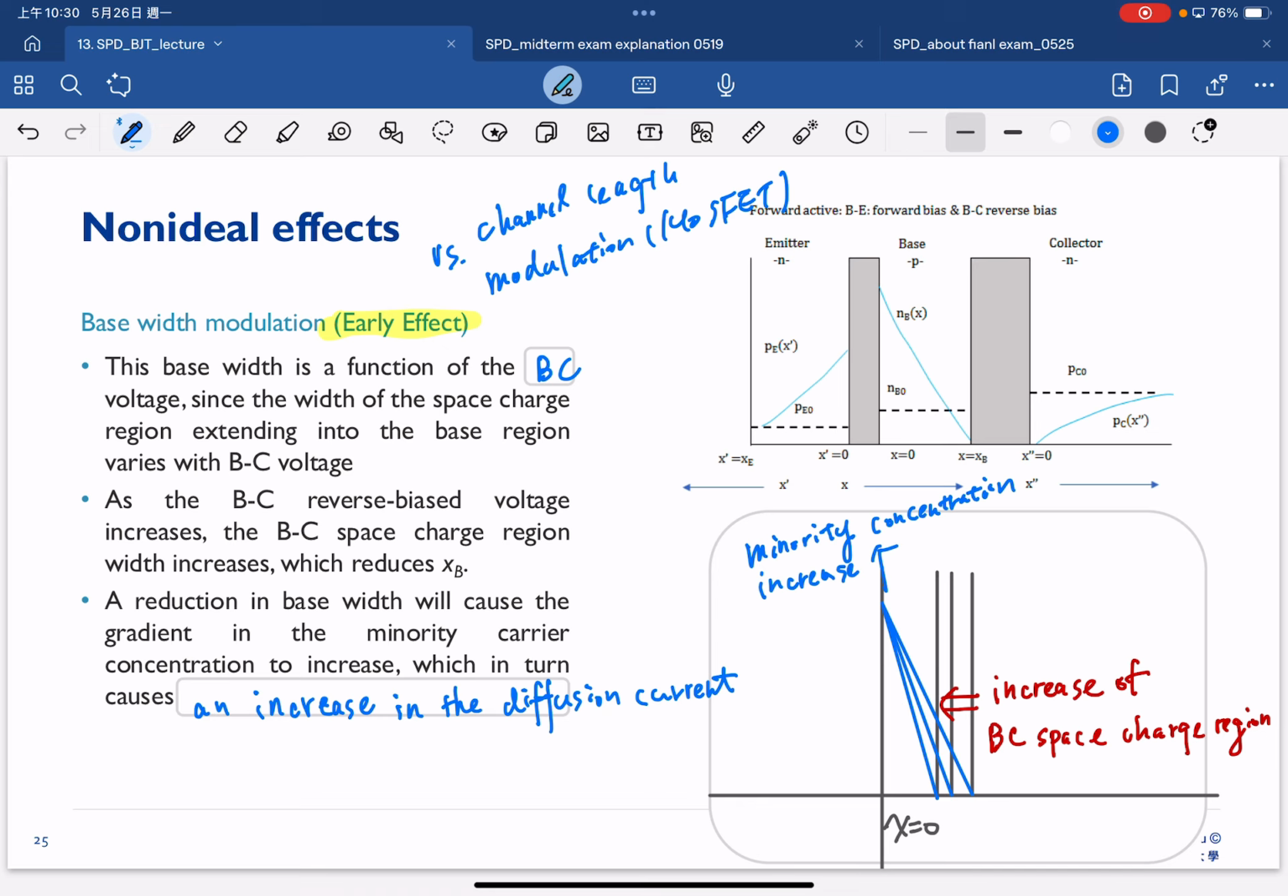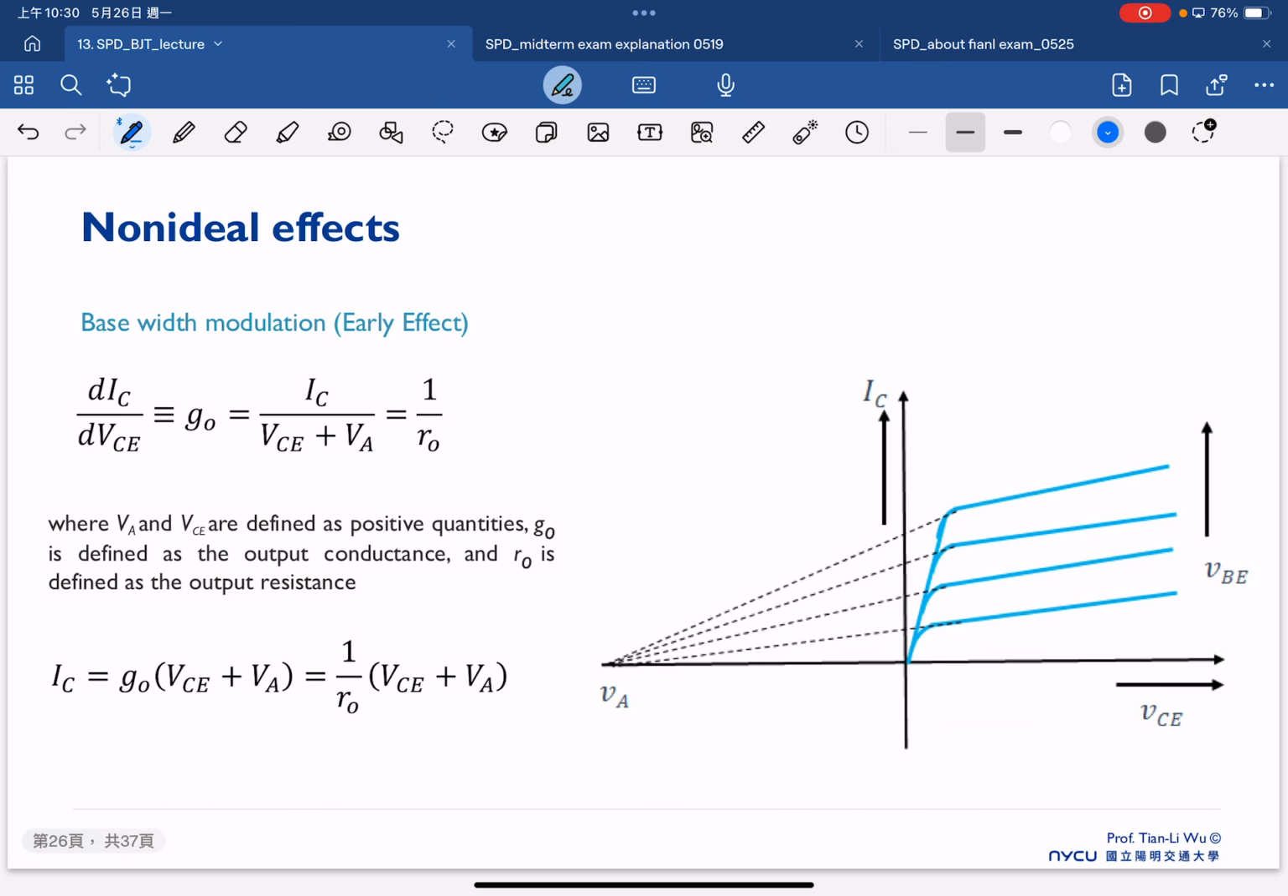So now if you can follow what we have already discussed, how the gradient in the end will cause the diffusion current, I think the base width modulation should be very clear for everyone, because it's just a matter of the base being highly influenced by our BC junction. So now we get a narrow base, and for sure our gradient becomes larger. So in the end, this will have the result of a current increase.